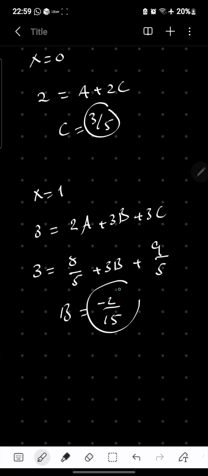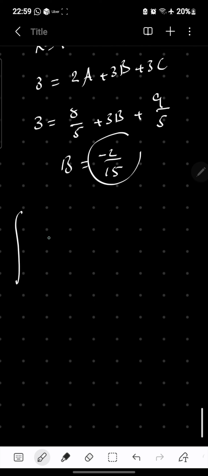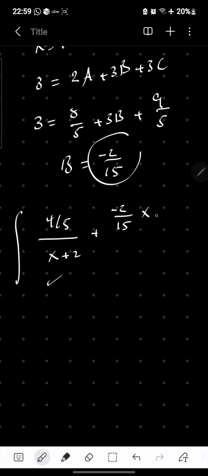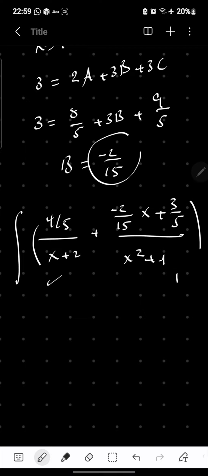Let's write our integral in its simplest form. It will be in this form: integral of a, 4 over 5 over x plus 2, which is very easy to integrate, plus negative 2 over 15, which is b, x plus c, 3 over 5, over x squared plus 1. Carefully have a look at this. It's the form of arctangent. So what should we do here in this form?